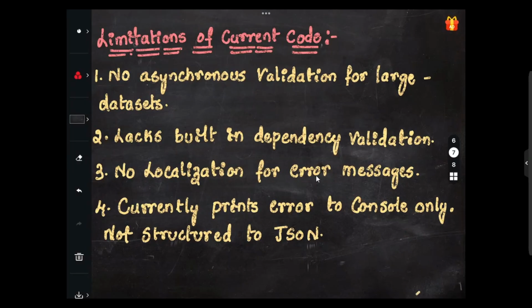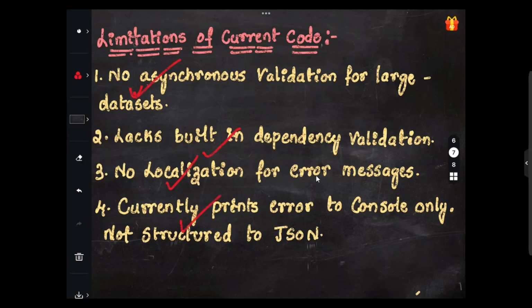So first, no asynchronous validation for large data sets. This is one of the limitations. Next, it lacks built-in dependency validation, right? Like confirm password, those kinds of things. This is also one of the limitations. The third one, no localization for error messages. Quite obviously, we went with a very simple code, right? So this is one of the limitations as well.